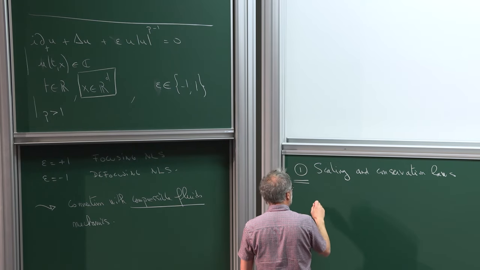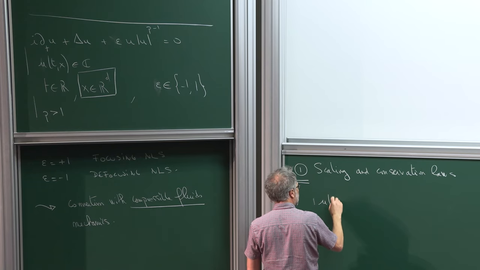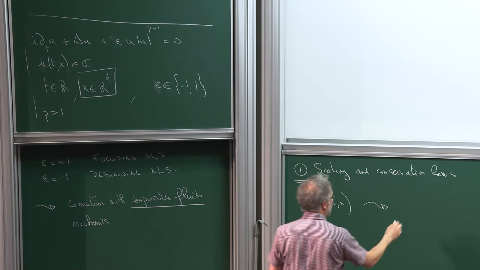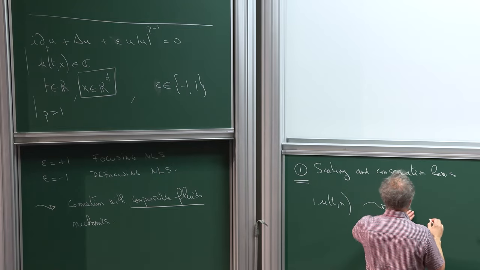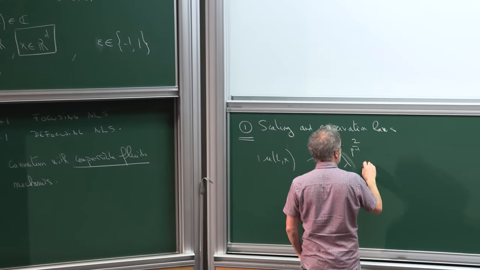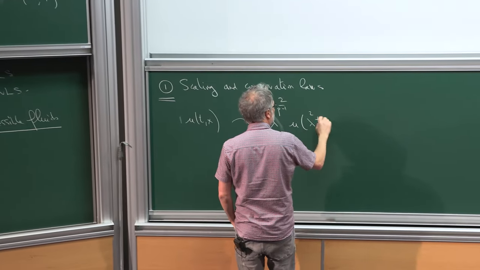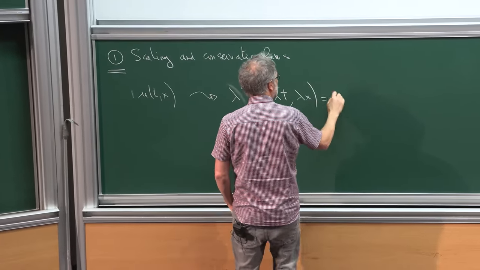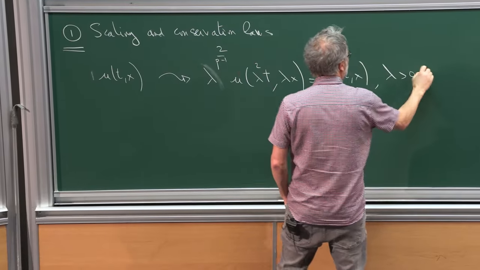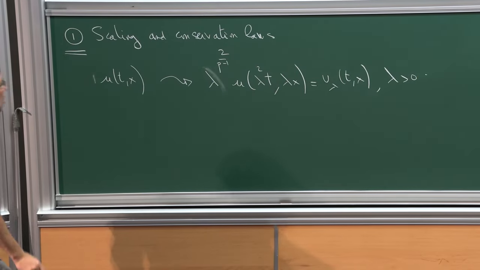So scaling and conservation laws. So there are two fundamental facts. One, scaling is the following thing. If u of t and x is a solution to my equation, then there is a scaling group that acts on the set of solutions. So I prefer to think of it, or I can do it like this. It's lambda to the 2 over p minus 1, u of lambda squared t, lambda x, which I call u lambda of t and x, where lambda is positive. This is also a solution to the equation.